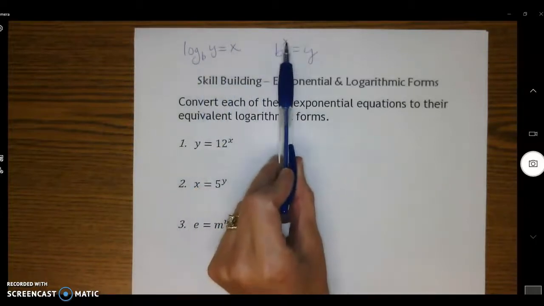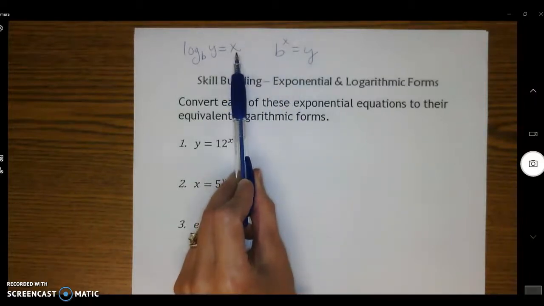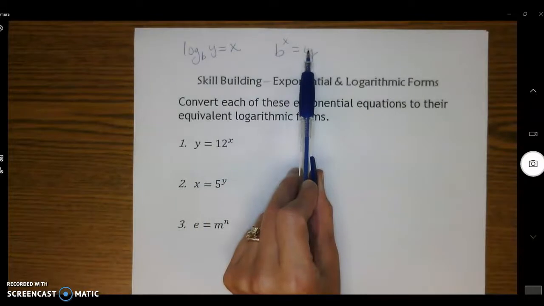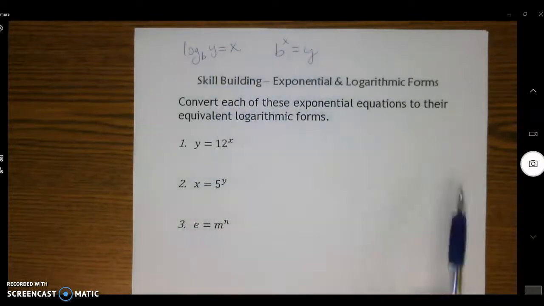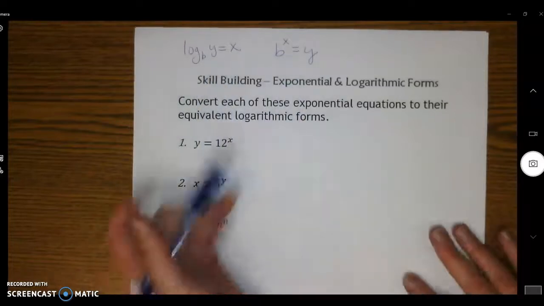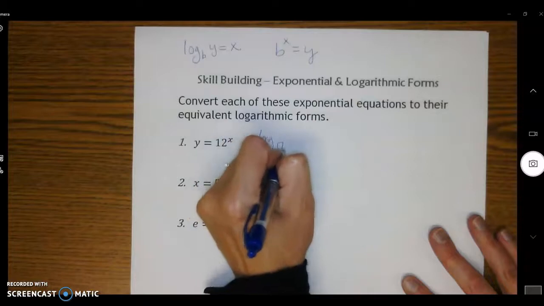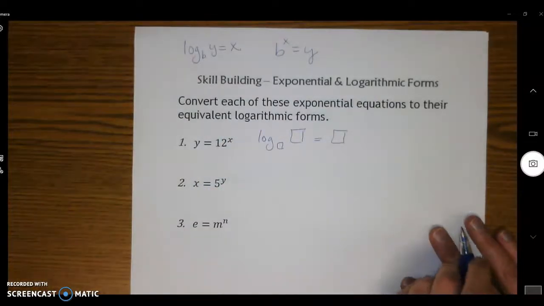X is my exponent, which is up in the air over here, and here it's on the other side of the equal sign. And y is my solution, where here it's on the other side of the equal sign, over here it's next to the log base. So our job is to take each of these and convert them to the log form. I like to go ahead and make three empty spots and then fill the pieces in.